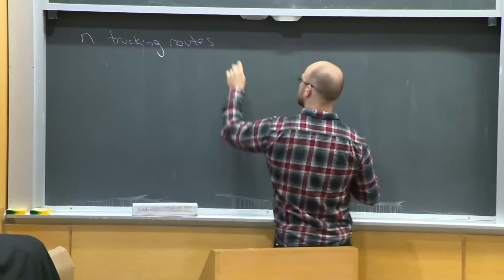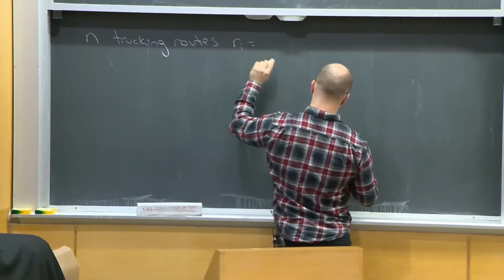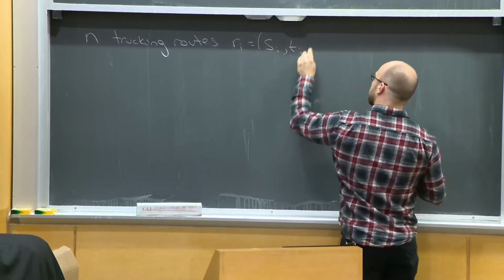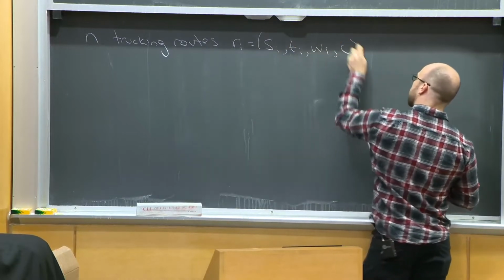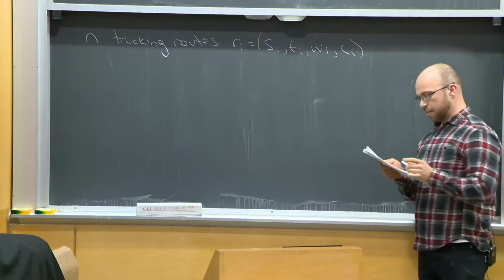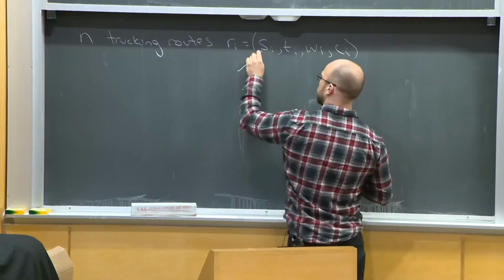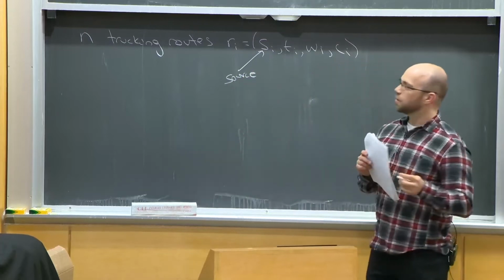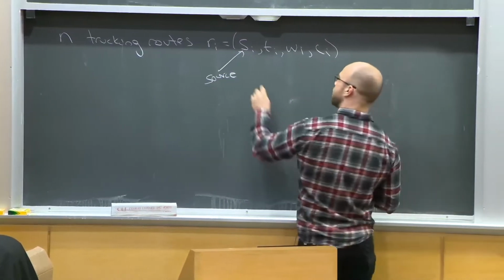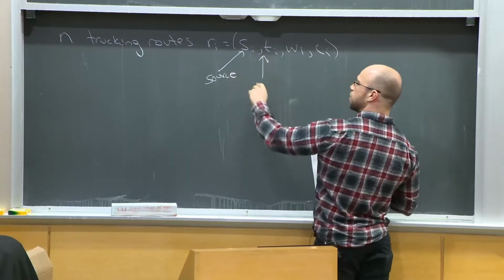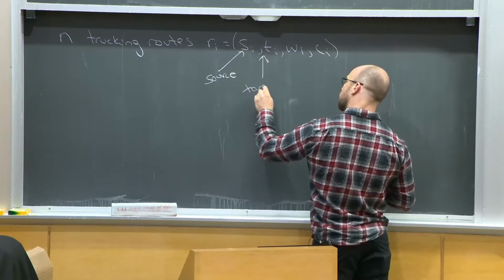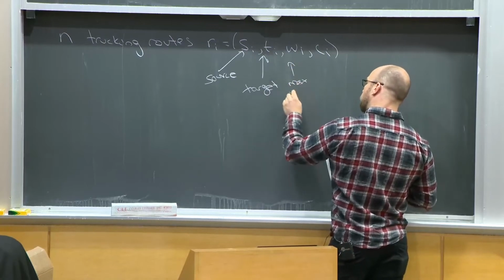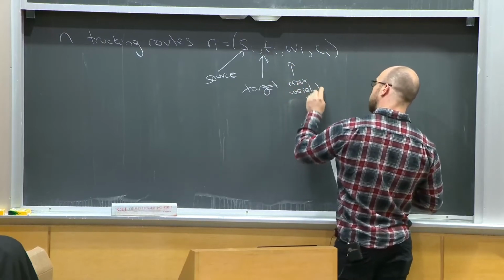And each route R sub I is a tuple with Si, Ti, Wi, Ci. And what are all these things? So here, this is the source of every shipping route, every trucking route here. This is the target, right? So this is like where the truck starts. This is where the truck ends. This is the max weight that the truck can handle.